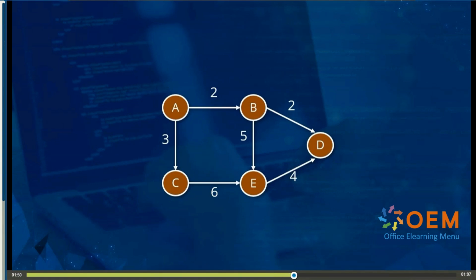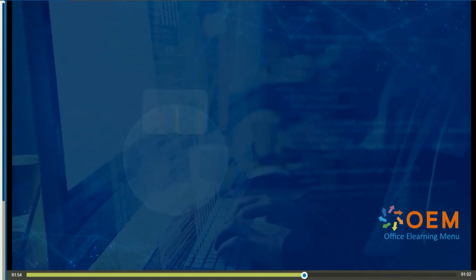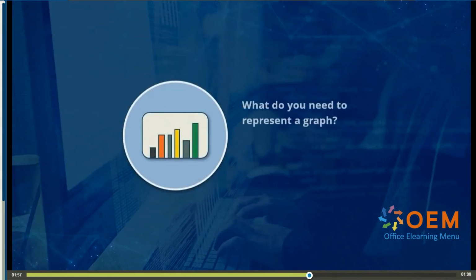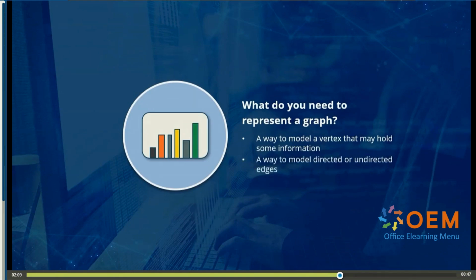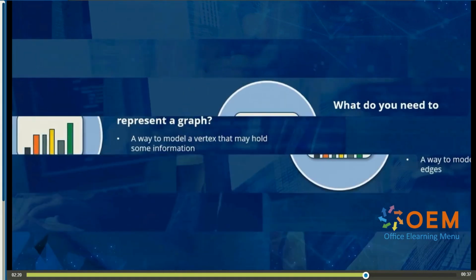Now that we've understood how graphs are useful and how they work, let's talk about what it is that you need to represent a graph in a programming language. The first thing is you need a way to model a vertex, and this vertex might hold some information. It should have a way to contain some data. In your graph representation, you also need a way to model edges, either directed edges or undirected edges.